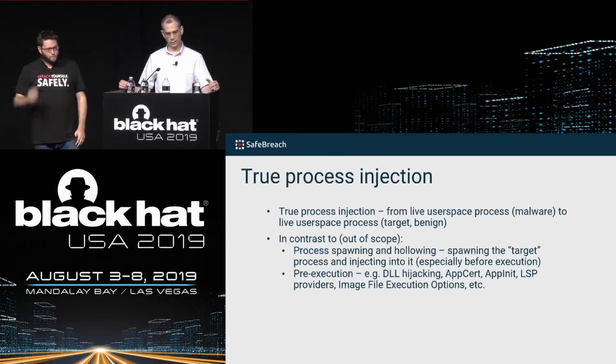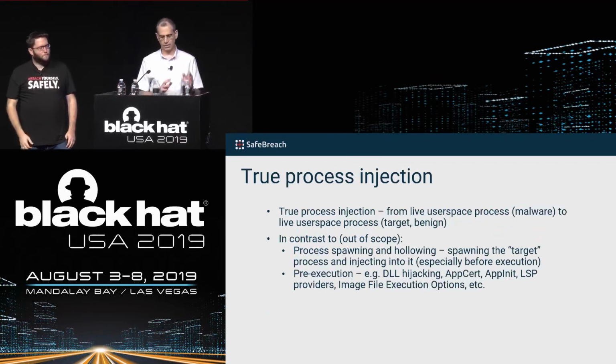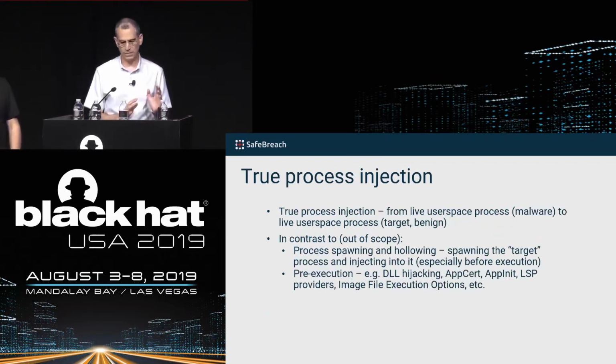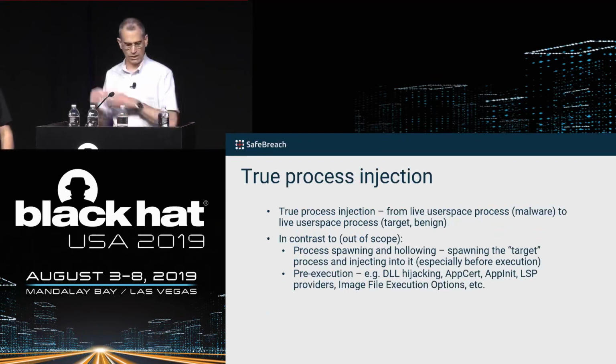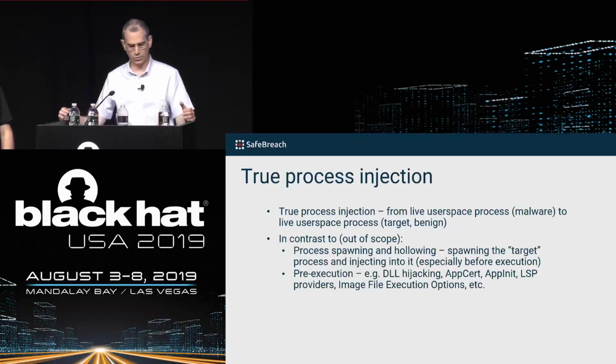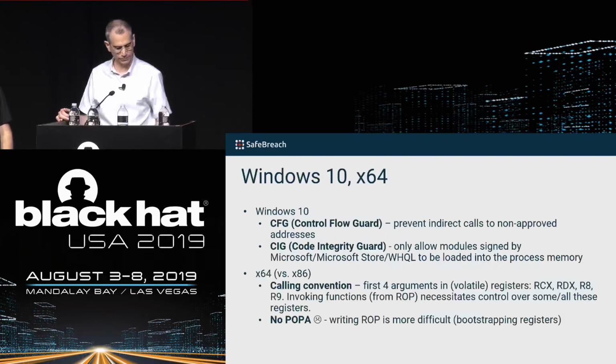So how do we define true process injection? It's injecting code or logic from one live user space process, which is typically malware, to another live user space process, which is the target of the injection, which is typically a benign or a legitimate process. This is in contrast to process spawning and hollowing, and also some other pre-execution techniques like DLL hijacking, AppCert, AppInit, LSP providers, image file execution options, etc.